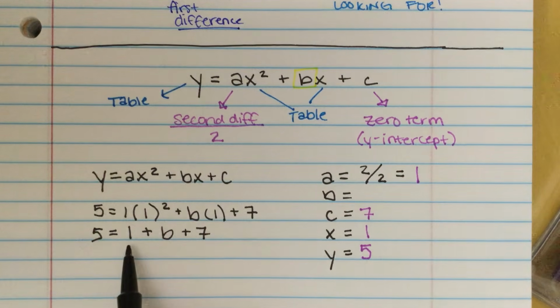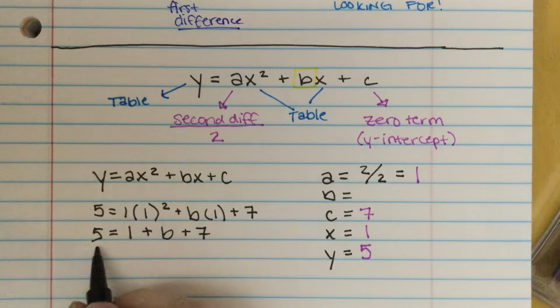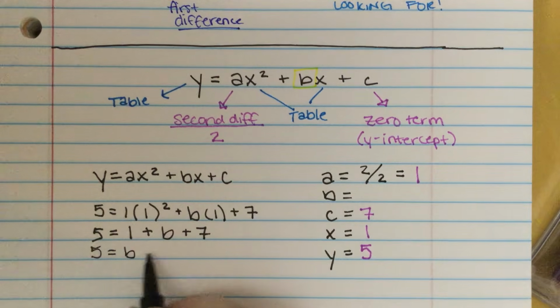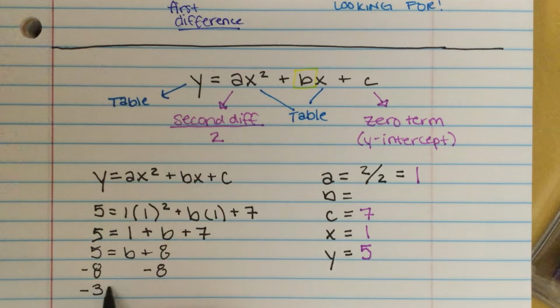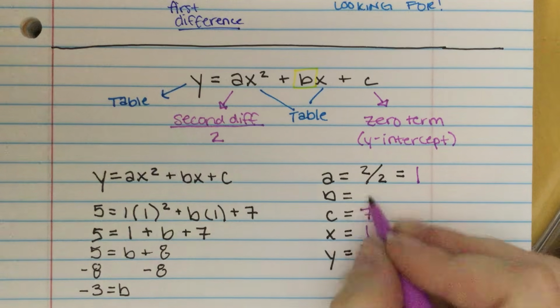From here, I have two like terms. I've got 1 and 7. So 5 is equal to b plus 8. And the last step to getting b alone would be to subtract 8 from both sides, which would leave me with -3 is equal to b. And I'm going to take that number and I'm going to write it over here.